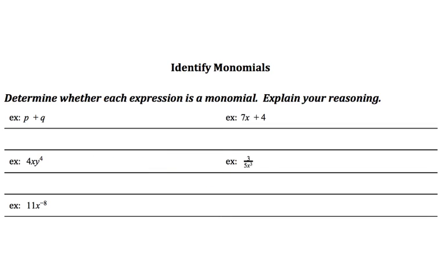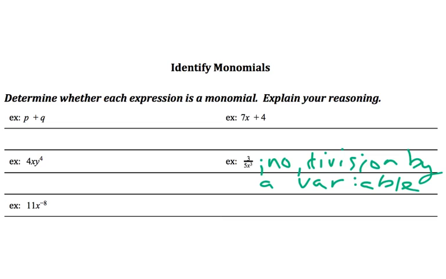See if you can do this one on your own. Pause it. I'm going to talk through it now. No. Division by a variable. So that's a no-no when you're dealing with monomials. That would be division and not multiplication for this one.